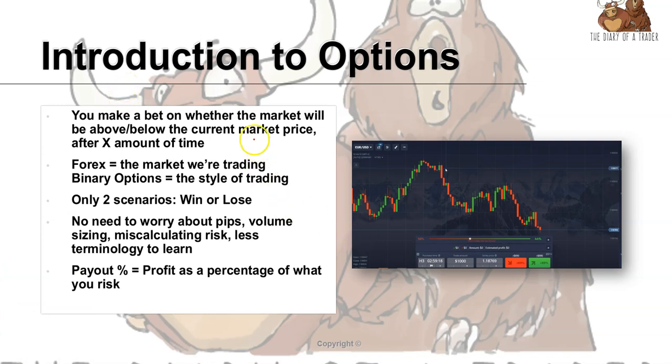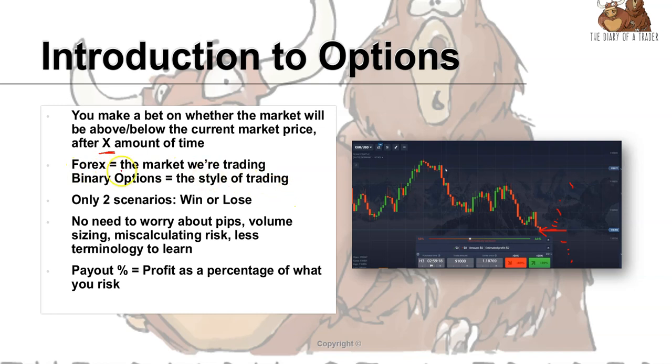In options, you make a bet on whether the market would be above or below the current price. So if the market is at the moment here, you are just making a bet on whether it's going to be somewhere, anywhere above or anywhere below. It doesn't matter if it's 1 point, 1 pip, 1 micro pip, under or above. That will determine whether you are going to win or lose. And that happens after a set amount of time, which will be your expiry time.